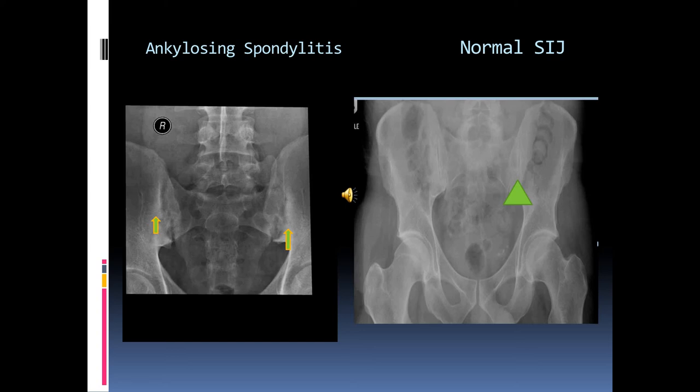While in ankylosing spondylitis, there will be early changes in the form of bone density changes like sclerosis. So on the image on the left side, which is ankylosing spondylitis, we can see the sclerosis on both sides of the iliac bone. And the sacroiliac joint is not so clear, and this represents changes of sacroiliitis.